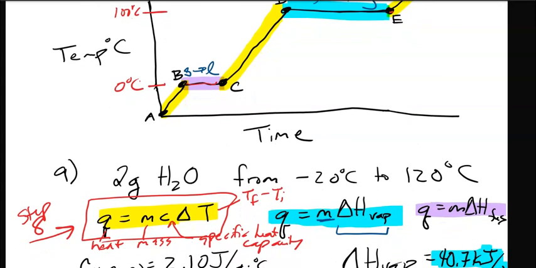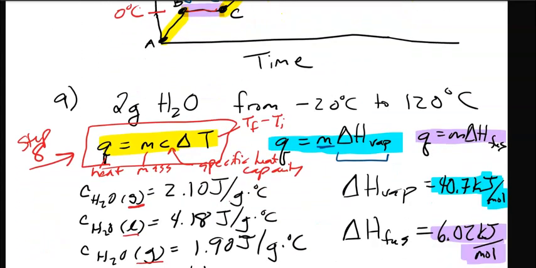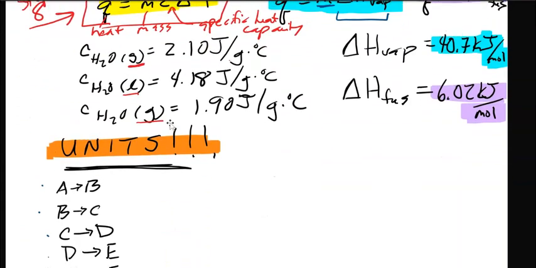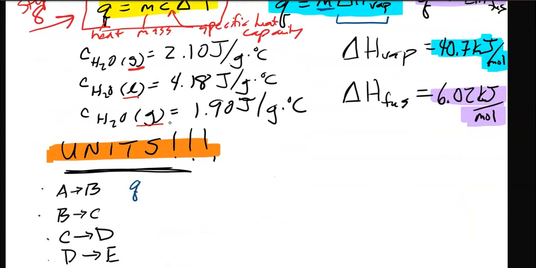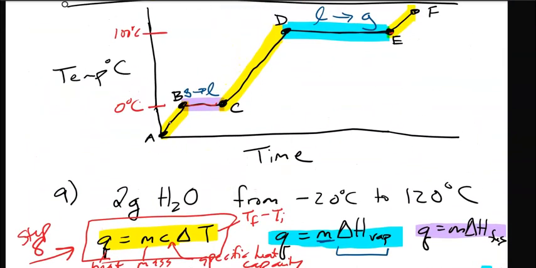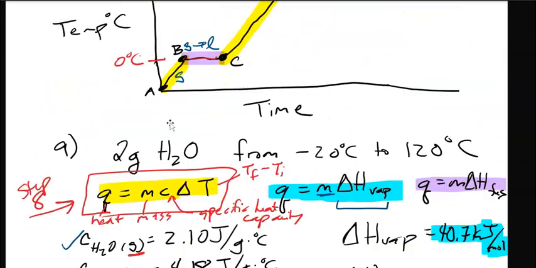So I noticed that the temperature is changing, so it would be appropriate for me to use Q equals mc delta T, as we already addressed. So the formula I'm going to use is Q equals mc delta T. However, I need to specify which specific heat I'm going to use. And I'm going to use the solid specific heat capacity for water because it's in the solid phase.